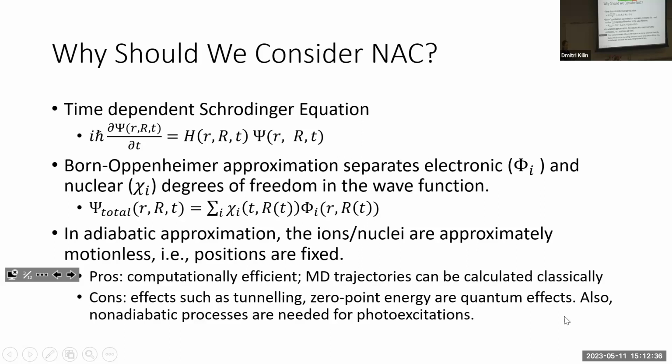The disadvantage of doing molecular dynamics in this classic way is that there may be quantum effects you're not accounting for, like tunneling or zero-point energy. And we also like to consider non-adiabatic couplings for things like photoexcitations, because your ions will move around, and we want to see how that affects your trajectories.